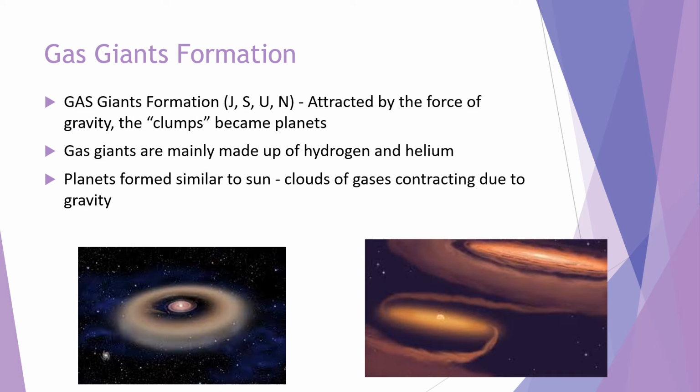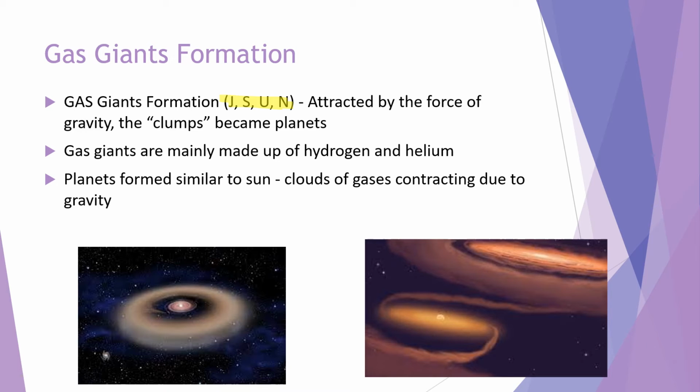Okay, then we have our gas giants formation. Our gas giants are our outer planets, Jupiter, Saturn, Uranus, and Neptune. Attracted by the force of gravity, the clumps became planets. So again, these clumps of matter started to come together, and again, due to the sun's gravitational force, started to orbit the sun.